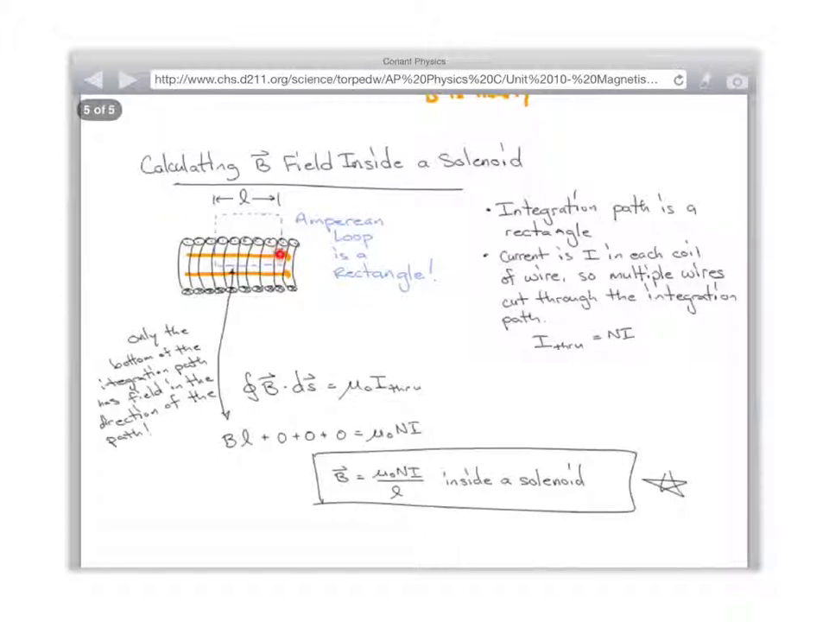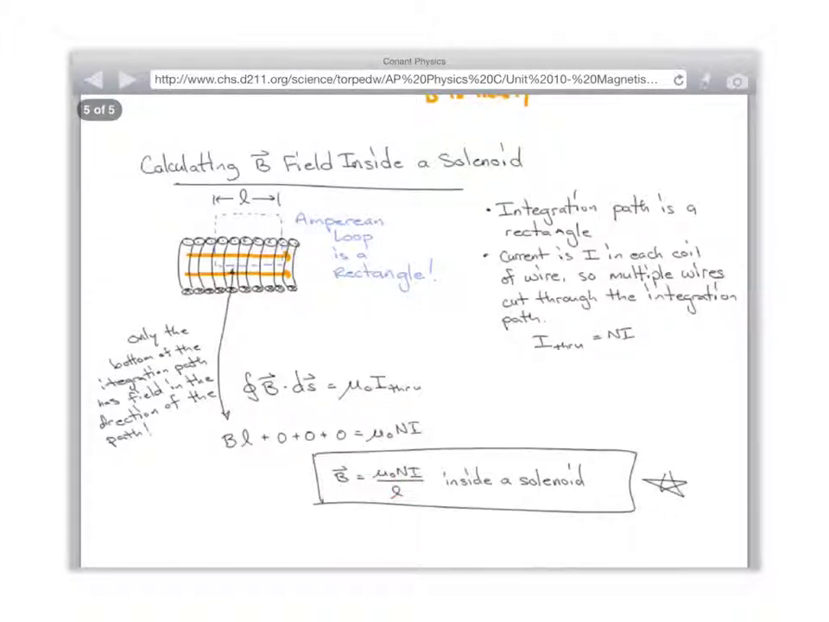Right. So this ds is perpendicular to that B, which means that 90-degree angle makes the cosine 0. So this edge doesn't matter. This edge doesn't matter. This edge doesn't matter because there's no field out here. So the only edge that matters is this little piece along the inside. So B dot ds is B times L for this piece, plus 0, plus 0, plus 0. All right? So B times L equals mu naught times N i. Therefore, the field inside of a solenoid is mu naught N i over L.